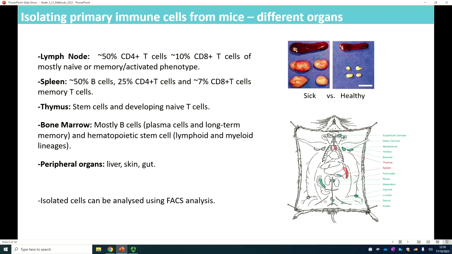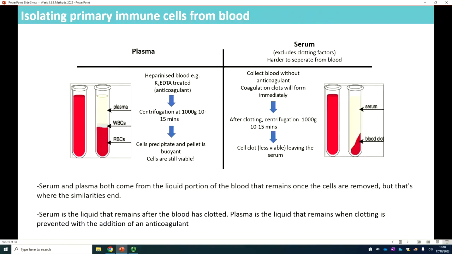So you really need to look at their cell surface markers, so the CD4, CD8, in order to be able to actually accurately identify the different lymphocyte subpopulations. In terms of isolating primary immune cells from blood, first of all, it's important to note that there's a difference between plasma and serum.